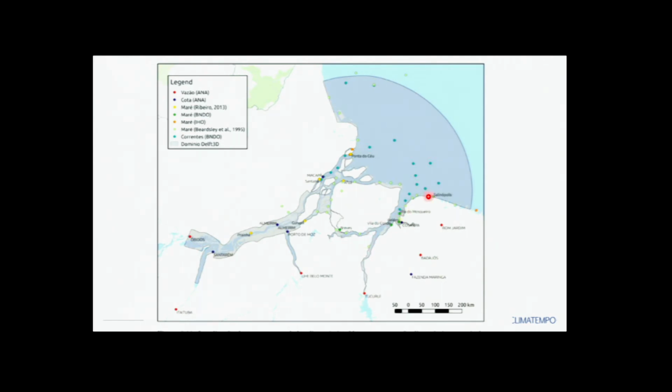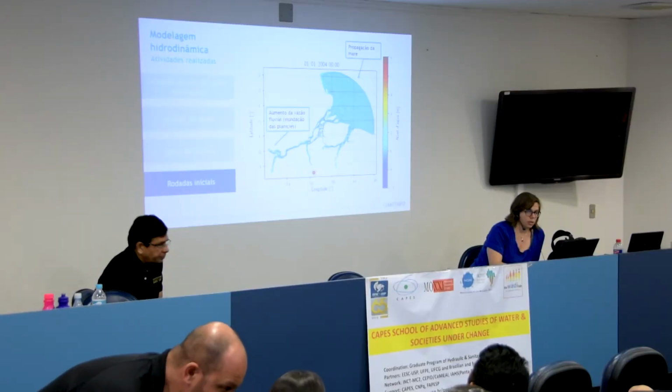So these are some data points that we had in the region, some points where we had some kind of data. So not a lot of data. Maybe we had only tide in a few of them, and only streamflow in a few of them. So it was not good data all along.